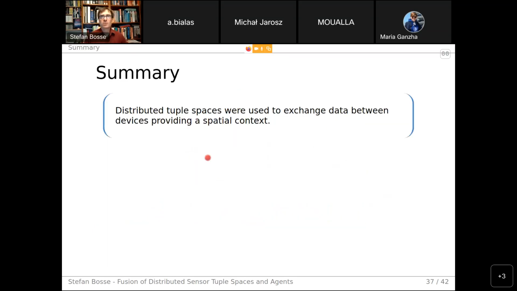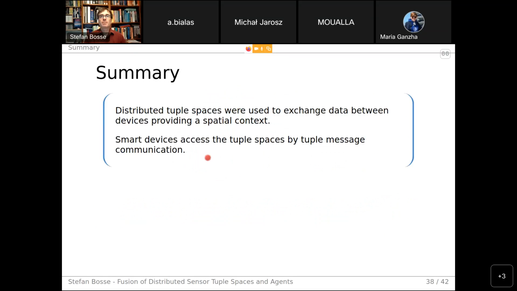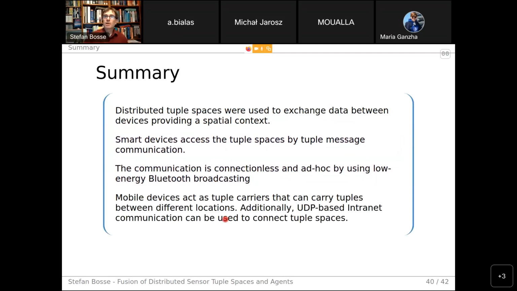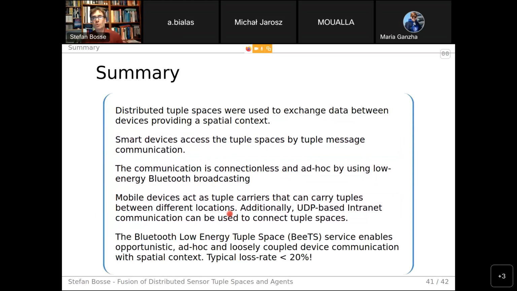To summarize, distributed tuple spaces were used to exchange data between devices, providing a special context. Smart devices access the tuple space by tuple message communication. The communication is connectionless and ad hoc by using low energy Bluetooth broadcasting. Mobile devices act as tuple carriers that can carry tuples between different locations not connected by any communication. And additionally, UDP-based internet communication can be used to connect the tuple spaces. And finally, the Bluetooth low energy tuple space service enables opportunistic, ad hoc, and loosely coupled device communication with a special context. The typical loss rate is below 20%.